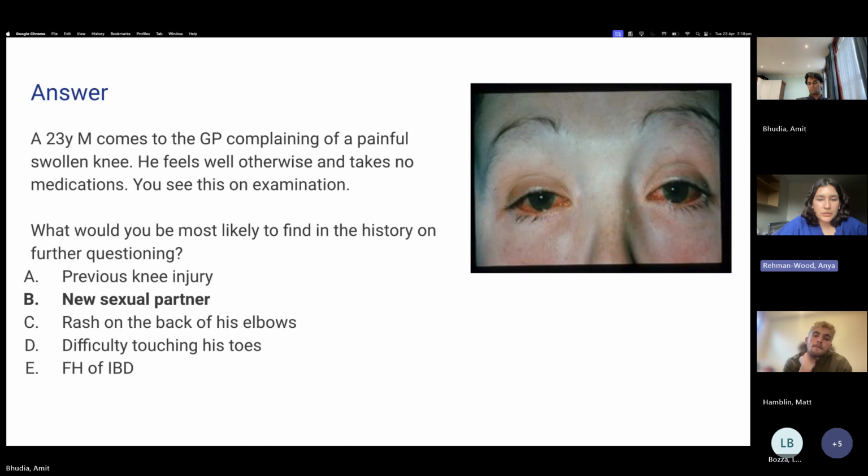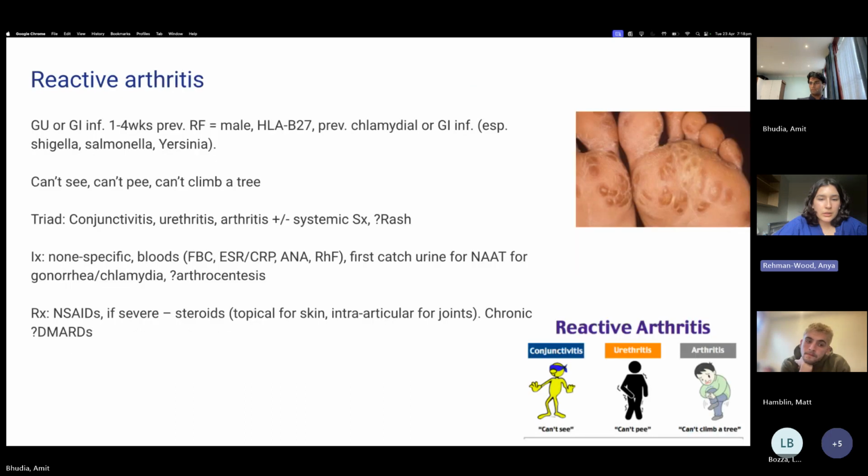So let's just go to the next one. So yeah, this new sexual partner essentially puts him at risk of having an STI, which is a common cause for reactive arthritis. It's normally a genitourinary or a GI infection. Risk factors being male, HLA-B27 positive, having chlamydia or gonorrhea or GI infection, especially Shigella, Salmonella, and Yersinia.